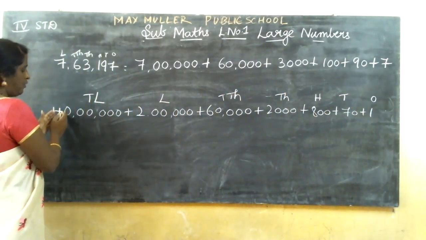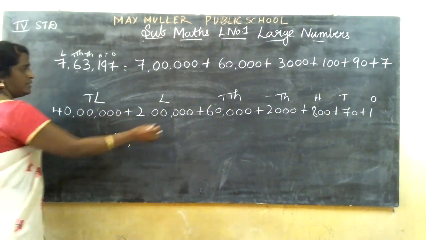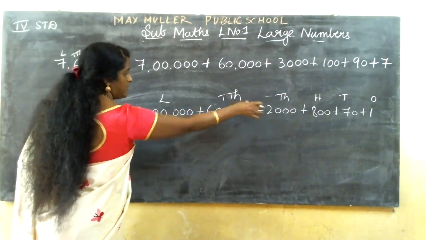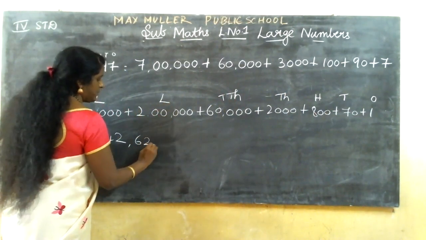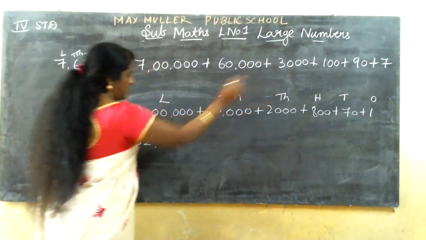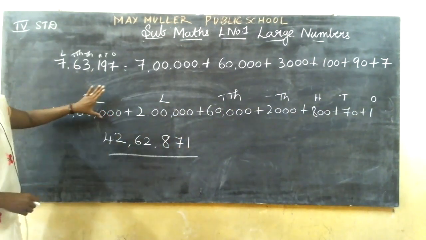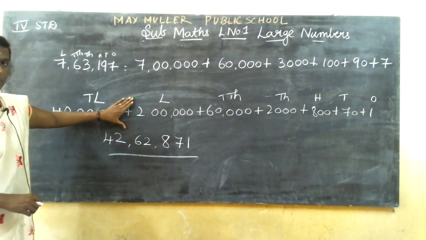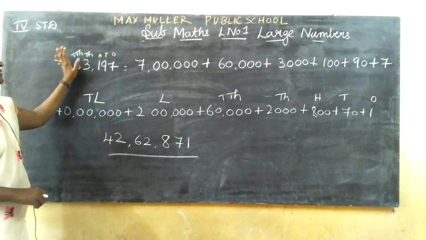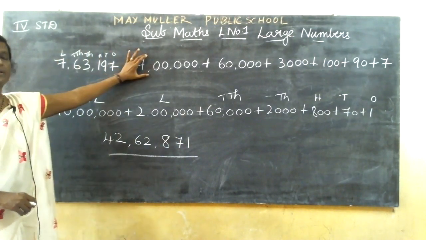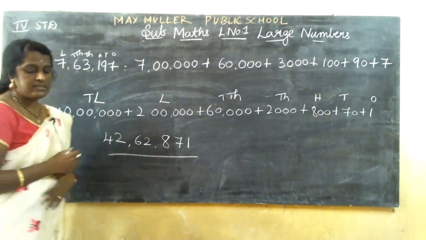So 10 lakh plus 40 lakh plus 2 is 42 lakh, comma, then thousands and 10,000s. 10,000 plus 60 is 62,000. Then 62,871. So in the textbook, some are given in expanded form, you write them in standard short form. Some are given in standard short form, you should write in expanded form. So by saying this, write all the answers correctly.